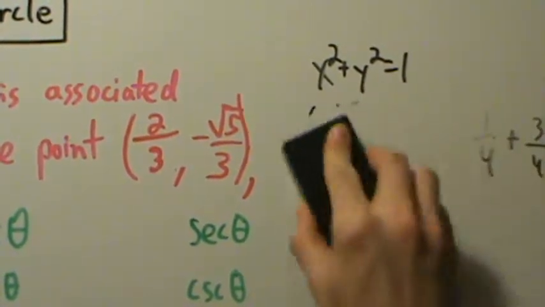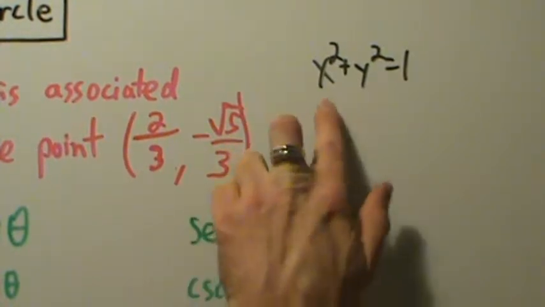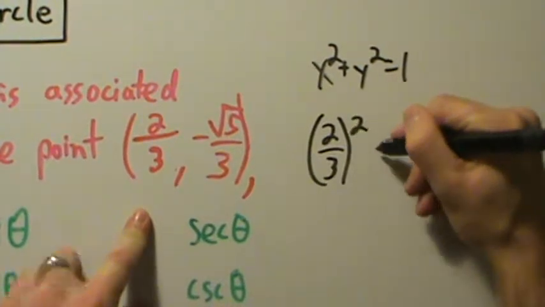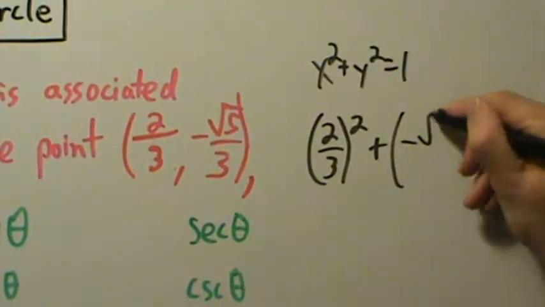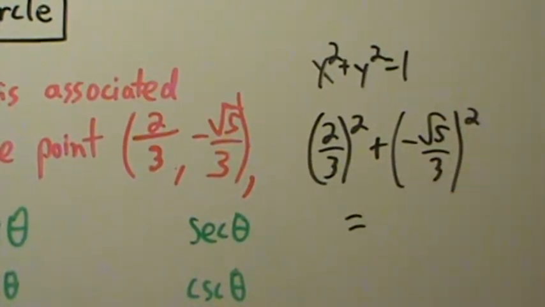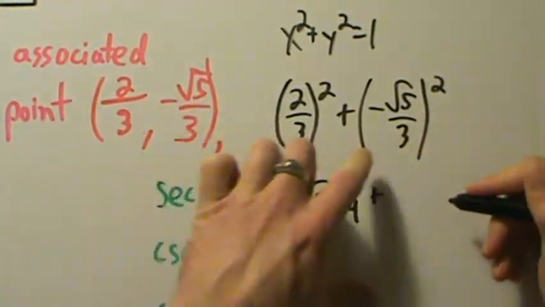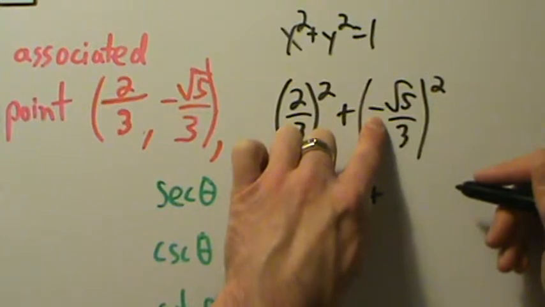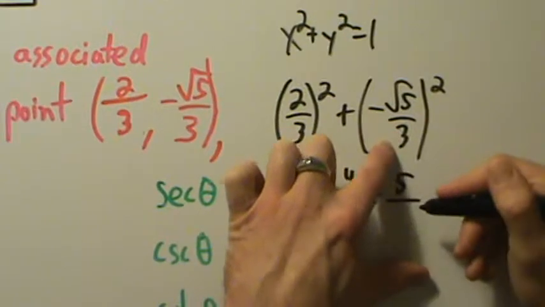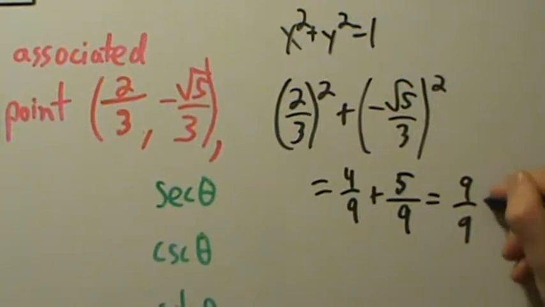So let's go ahead and do that. And again, how do we do that? We take the x and y coordinates and plug them into this equation. So x squared, that's 2/3 squared. Y squared, that's gonna be negative root 5 over 3 squared. And what does that equal? Well, 2/3 times 2/3 is 4 over 9. What about here? When we square a negative, it just becomes positive, so that's good. Root 5 squared is just 5. And then if we square 3, we get 9. So this is 4 over 9 plus 5 over 9, which is 9 over 9, which is 1.